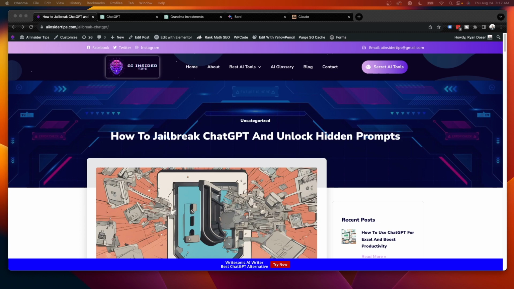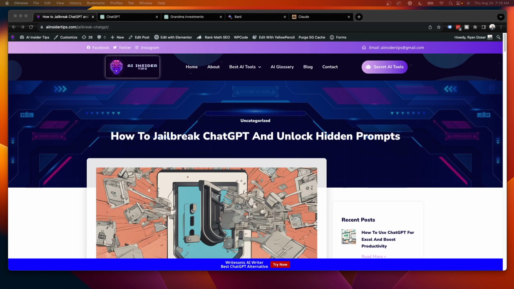AIinsidertips.com. In this video, I'm going to be talking about jailbreaking ChatGPT to unlock hidden prompts. Now, what does it mean to jailbreak ChatGPT? Well, jailbreaking ChatGPT is simply a way to remove the limitations and restrictions imposed on the AI language model. By jailbreaking ChatGPT, we are simply inputting specific prompts that are crafted to bypass the boundaries or restrictions programmed into this language model.